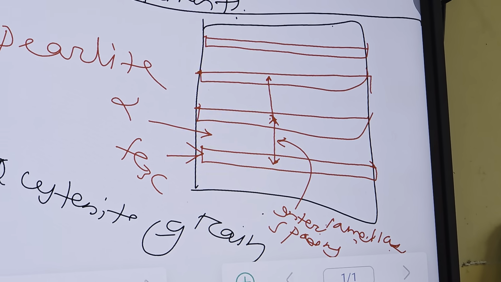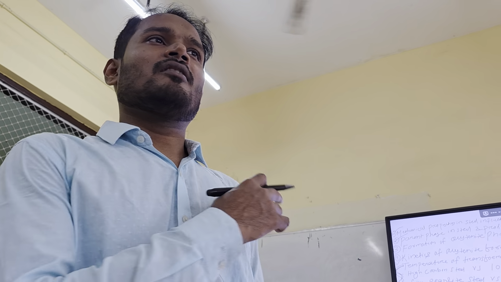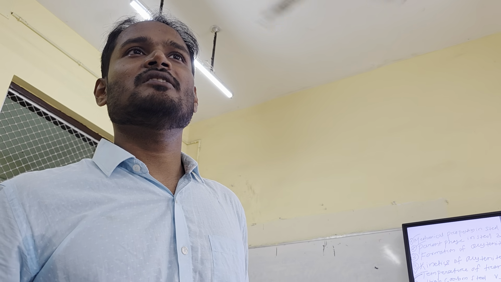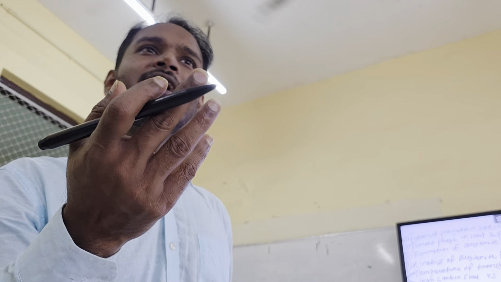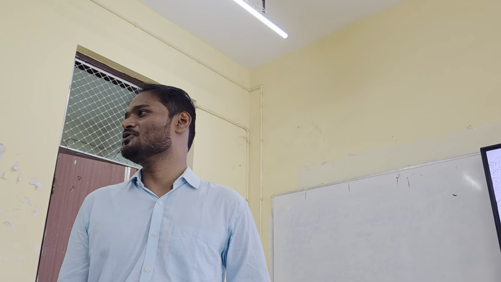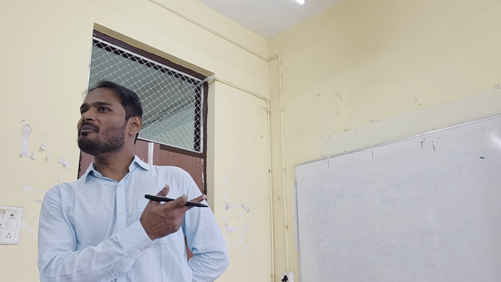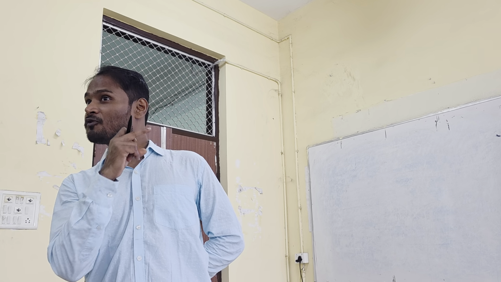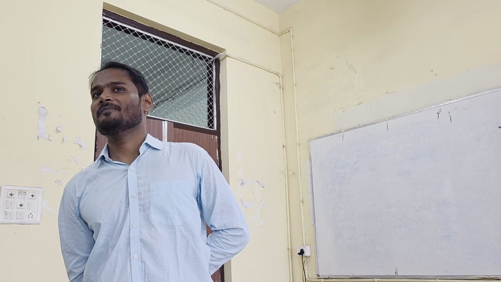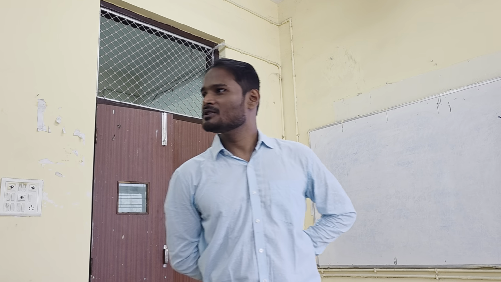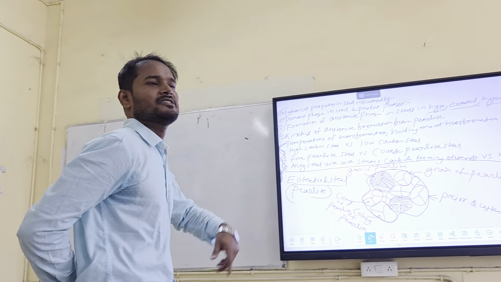So if somebody asks furthermore, what will you say? One interlamellar spacing is containing what exactly? One full ferrite and one full cementite actually. Just see and you will understand. Your interlamellar spacing has one full width of ferrite and one full width of cementite also. You understood the point? This is very interesting actually.